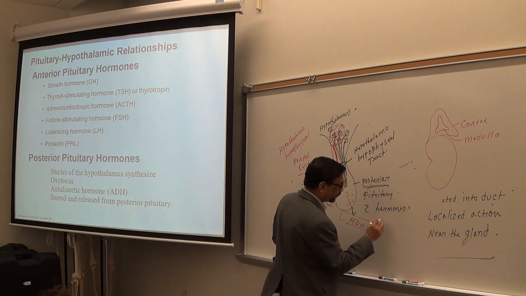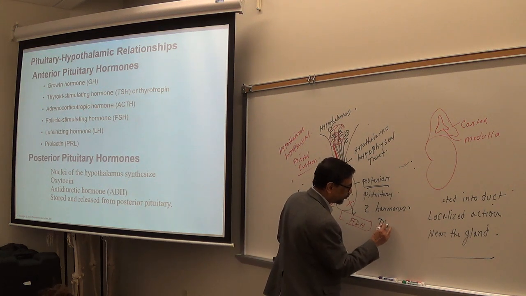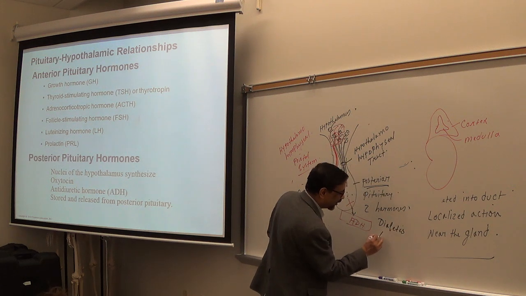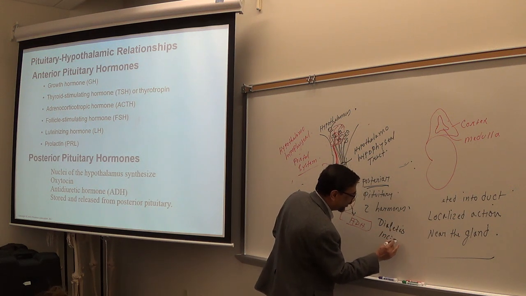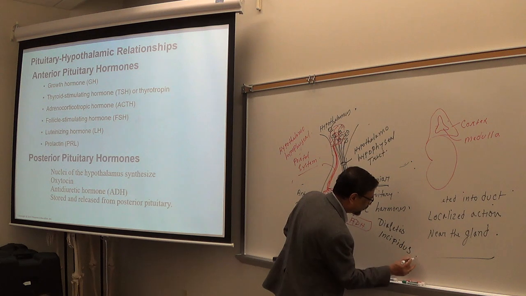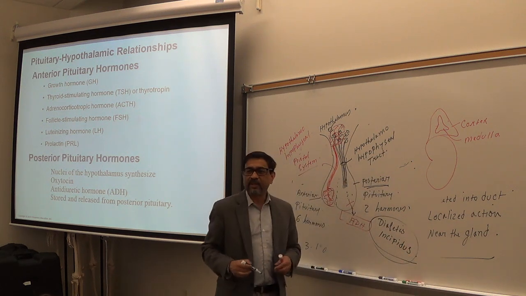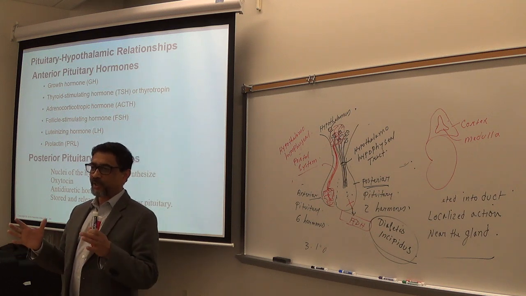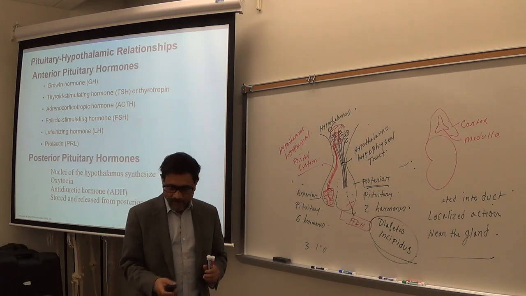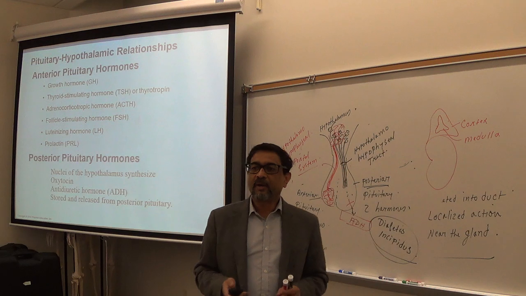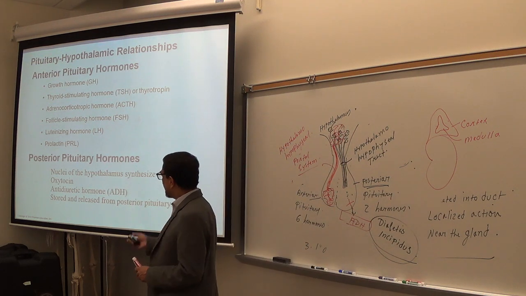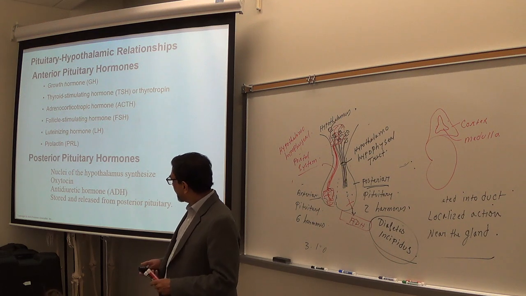Diabetes insipidus. Okay? It's not related to insulin or sugar. It is related to the production of urine and related to antidiuretic hormone, not insulin. Anyway, so those are the two posterior pituitary hormones.